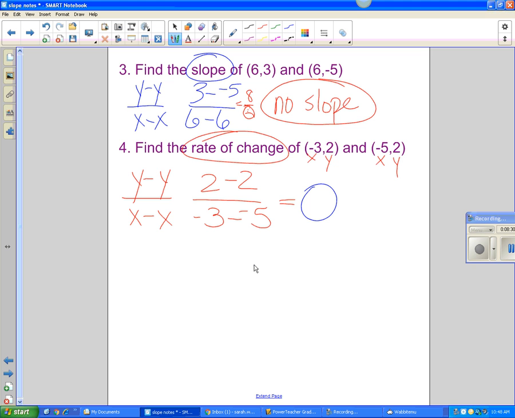When is it no slope? When there's a 0 on the bottom. Look what happens here. What's 2 minus 2? 0. And here, this was 2. Where was 0 on this one? On the top. So this is a happy face, okay? So it stays happy. All right, so 0 is your answer, okay? All right, questions on those?